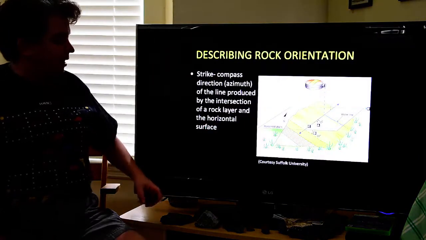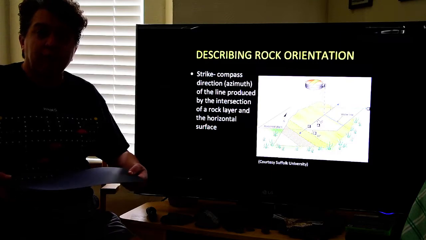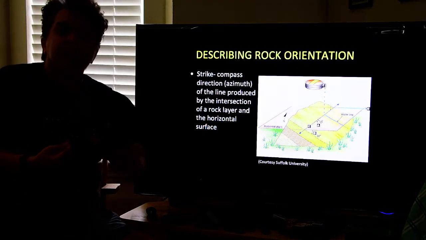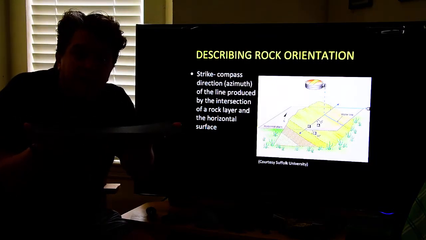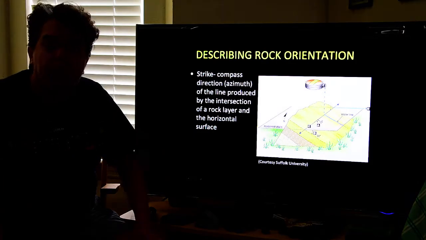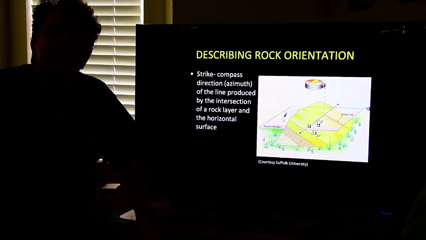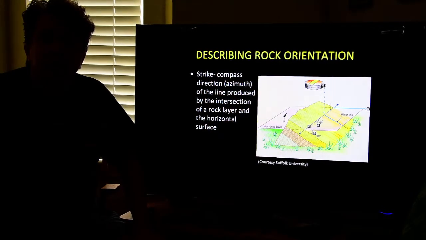Now, when these rocks end up getting deformed, they're going to end up getting bent and broken, and those rocks that were originally horizontal are no longer going to be horizontal. They're going to be tilted in different ways. And so we have to be able to describe the tilt of these rocks. And there's some very important reasons for that.